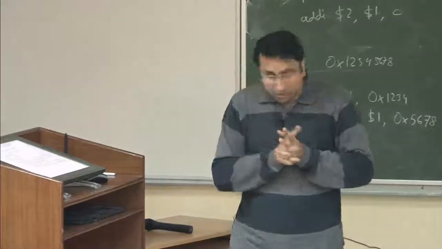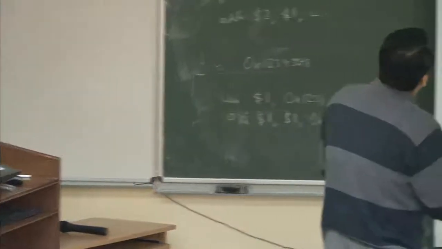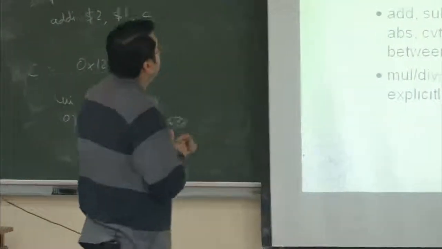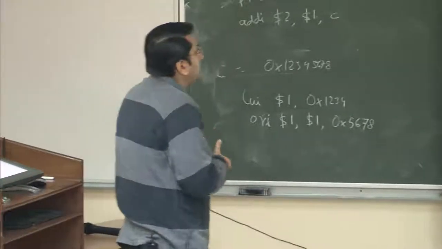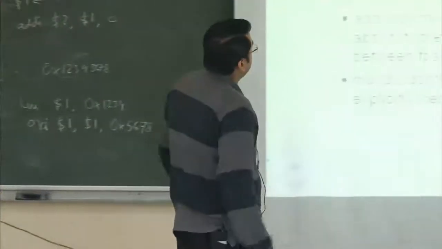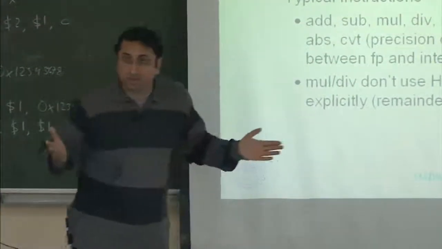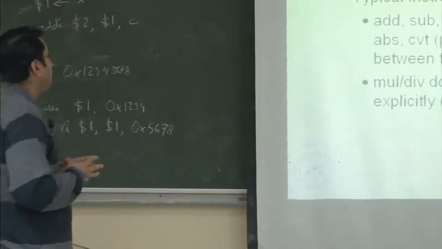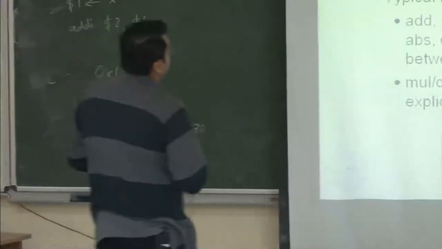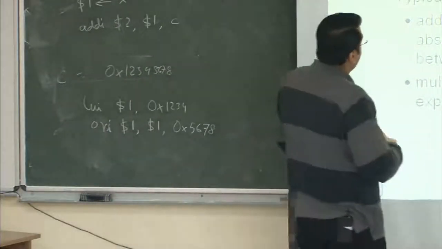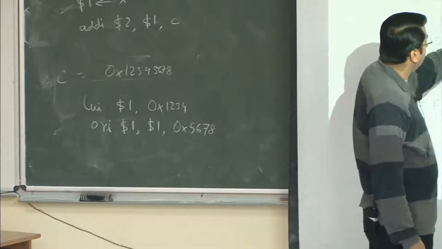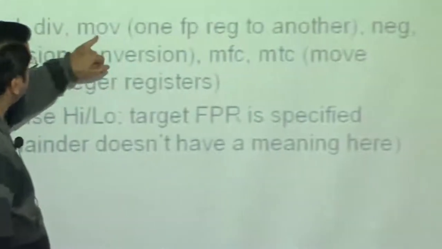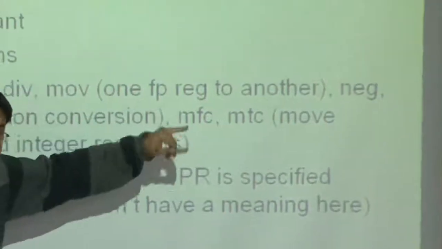Okay. Floating point operations operate on floating point registers, and support both single and double precision. There is no hardware zero register, so you have to interpret zero at runtime. IEEE 754 compliant. Typical instructions: add, sub, mul, div, move, essentially, you move from one floating point register to another.